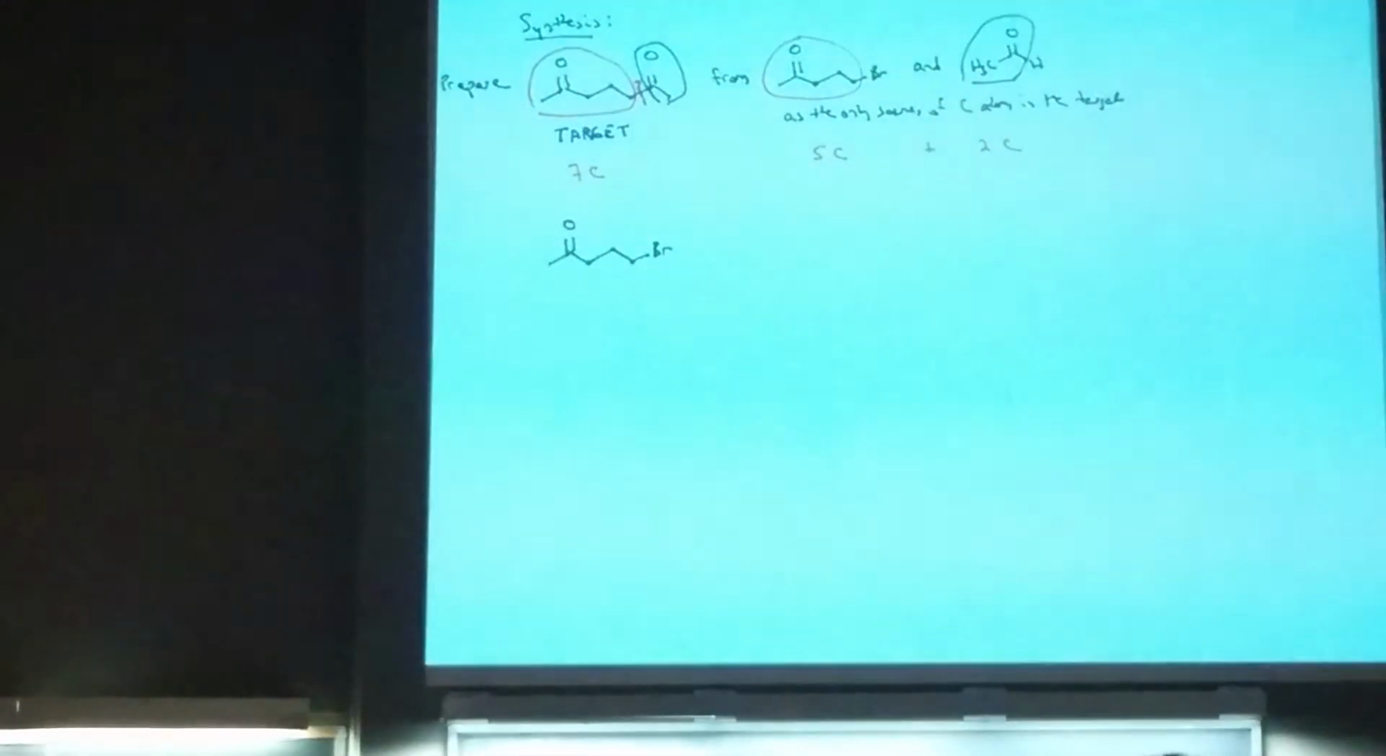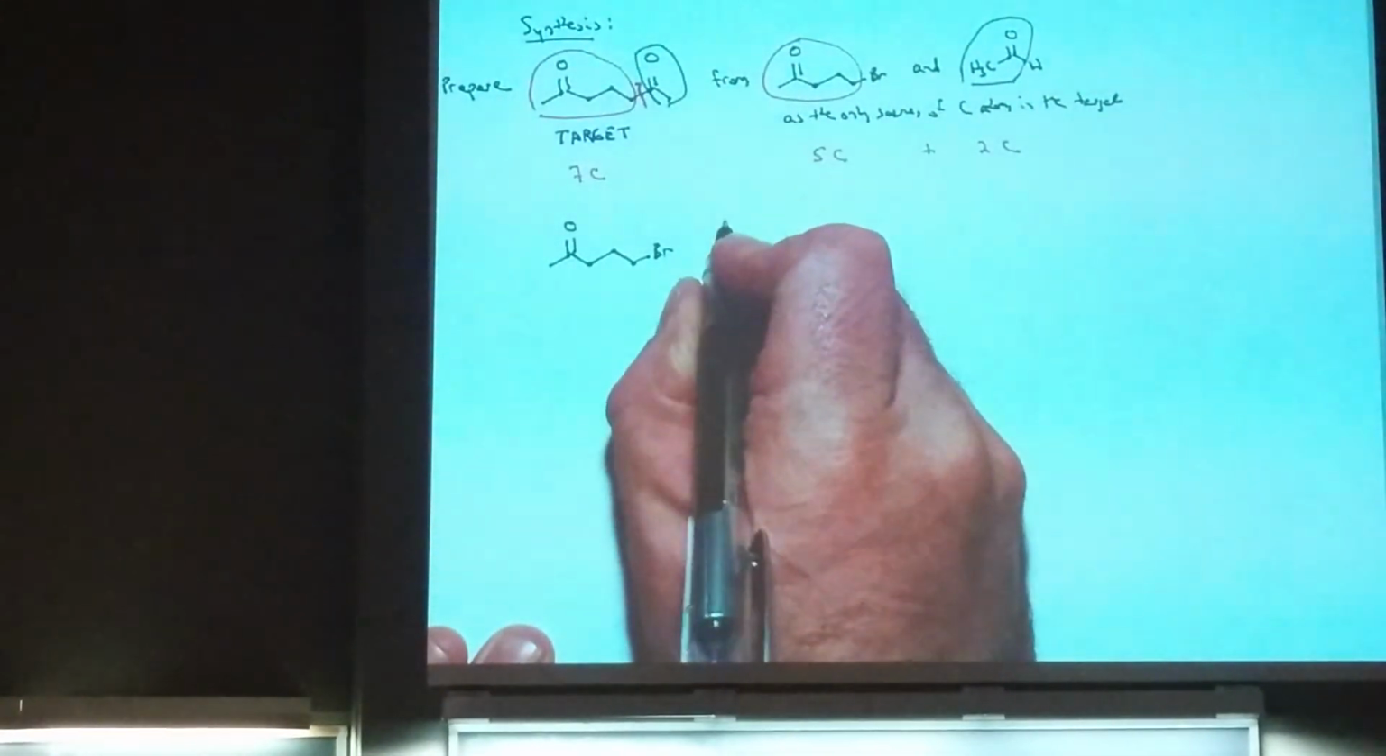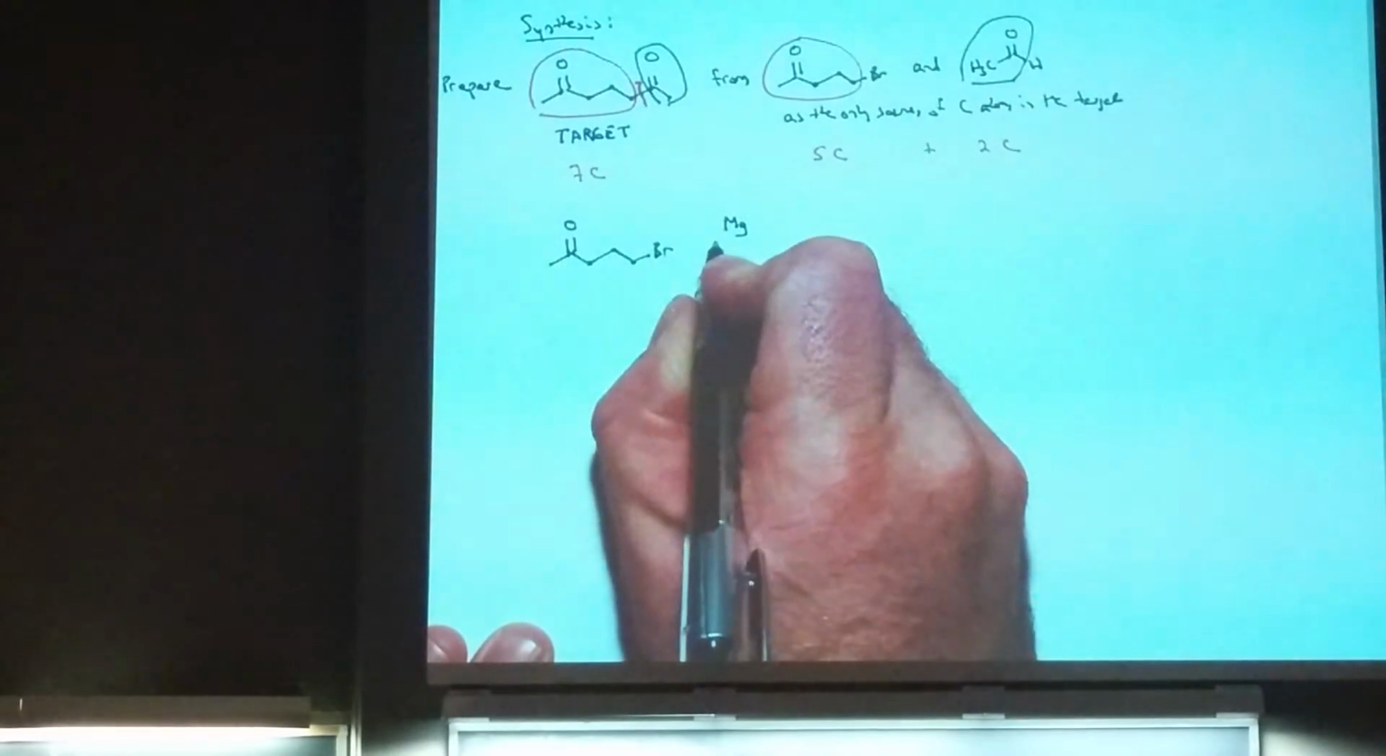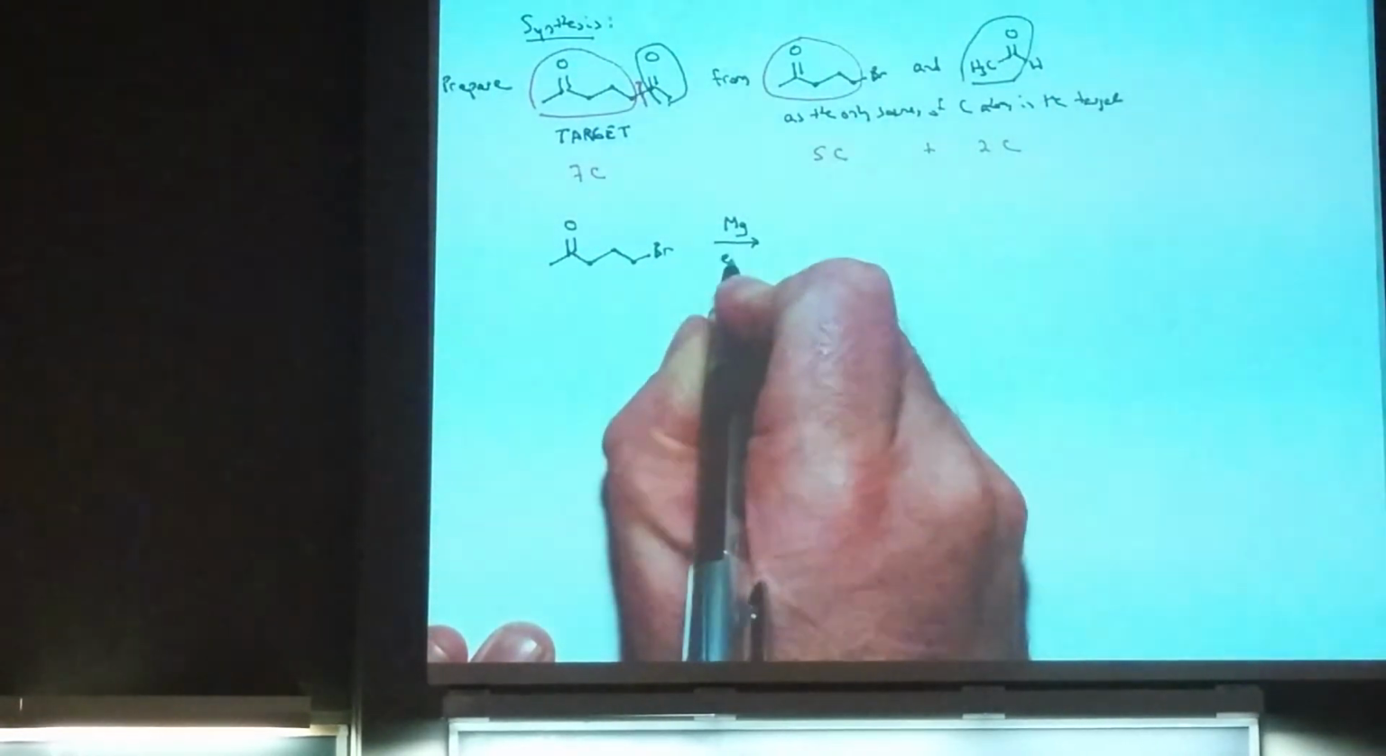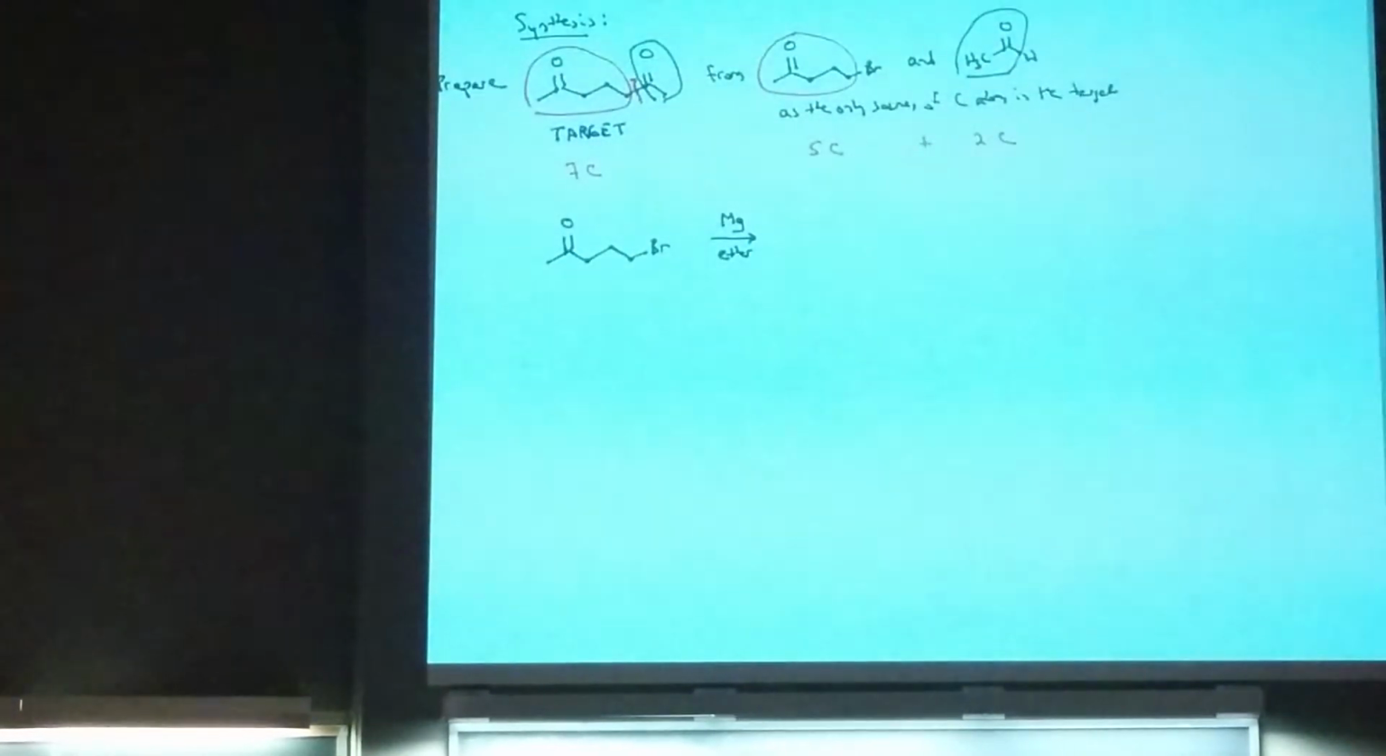Now for this one, I'll do the retrosynthesis in a minute. I just want to show you what bothered Alicia so much. Most people recognized that there was going to be a Grignard reaction during the course of the mechanism. How do we make Grignard reagents? We expose organohalogens to magnesium in ether or THF.